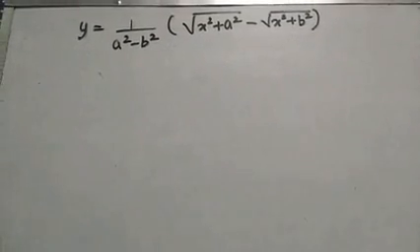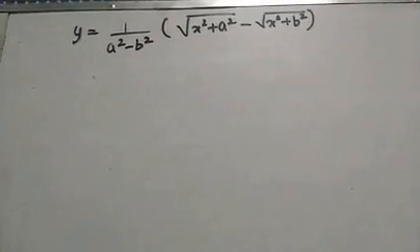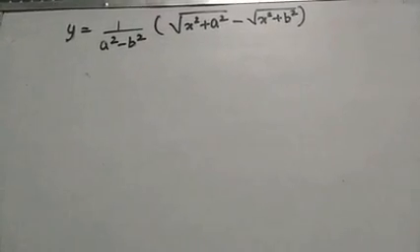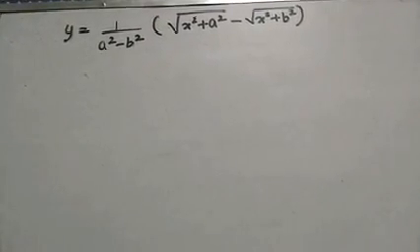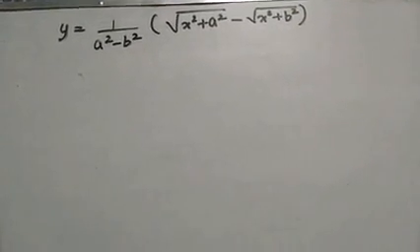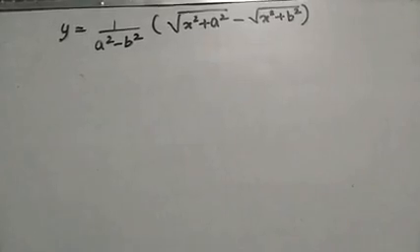So this is our y. After simplifying the question, we get y equals 1 by a square minus b square into square root over x square plus a square minus square root over x square plus b square. Now again we have to convert this y into a simple form.